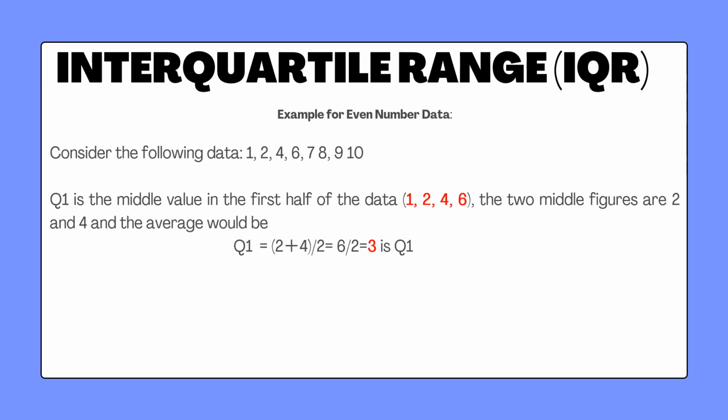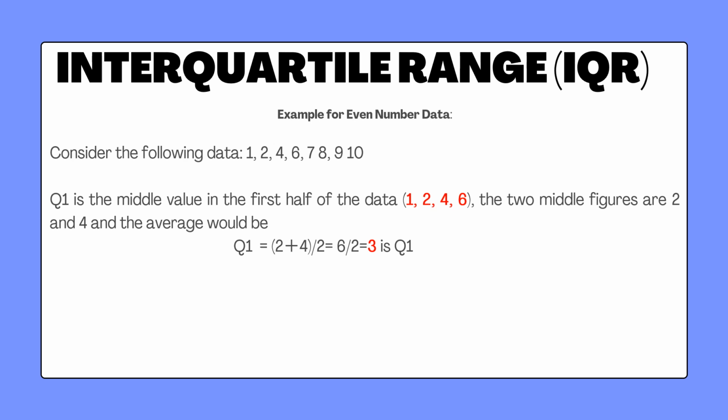To find the interquartile range, IQR, for an even data set, you follow similar steps to the odd data set, but with a slight modification due to the even number of data points. Here's how you can find the IQR for the given data set of 1, 2, 4, 6, 7, 8, 9, and 10. Since our data is already arranged from lowest to highest number, we will proceed to find the median. Since there are 8 data points, the median is the average of the 4th and 5th values.